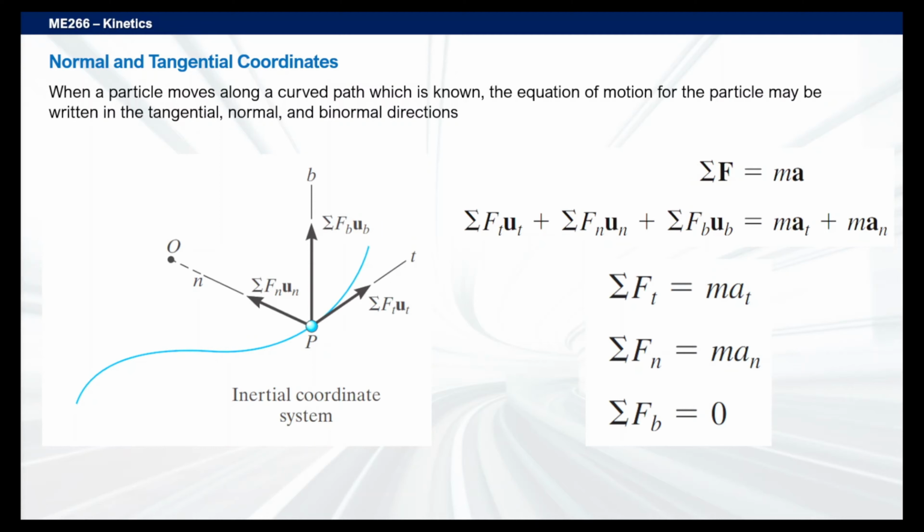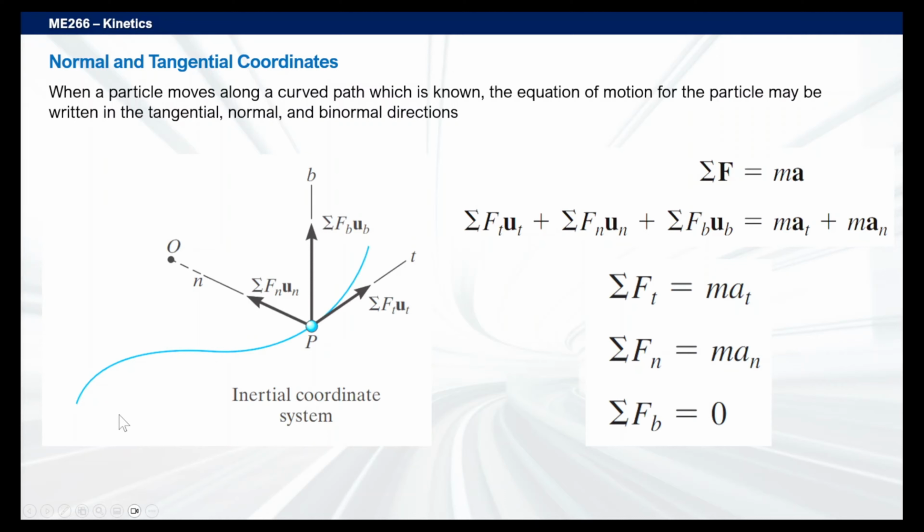So we're primarily going to be dealing with the tangential portion and the normal portion. We're still going to be using the standard formula: summation of forces equals mass times acceleration. And essentially, we're going to be dealing with tangential forces, the normal forces, and of course, the binormal forces. But in this case, it's primarily zero. And they're represented as such.